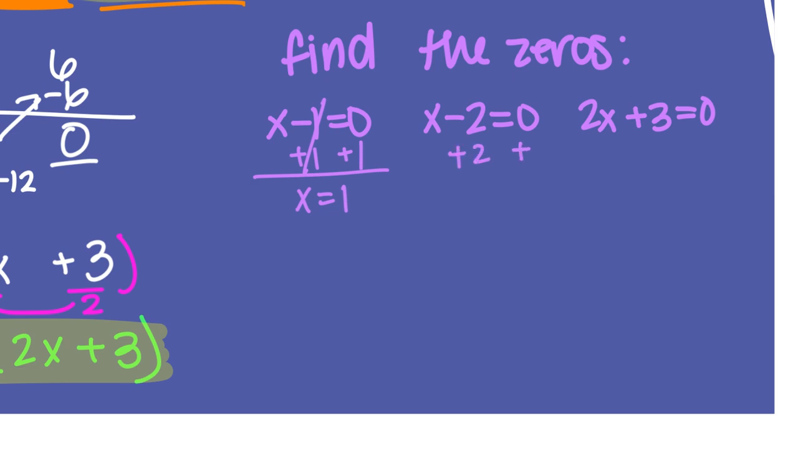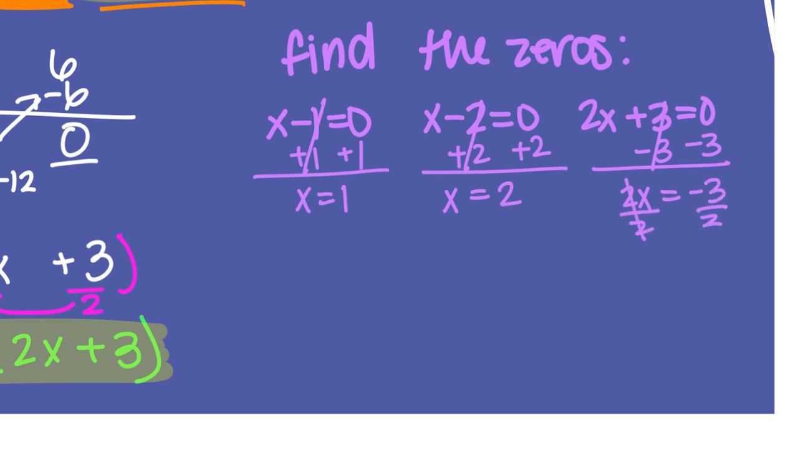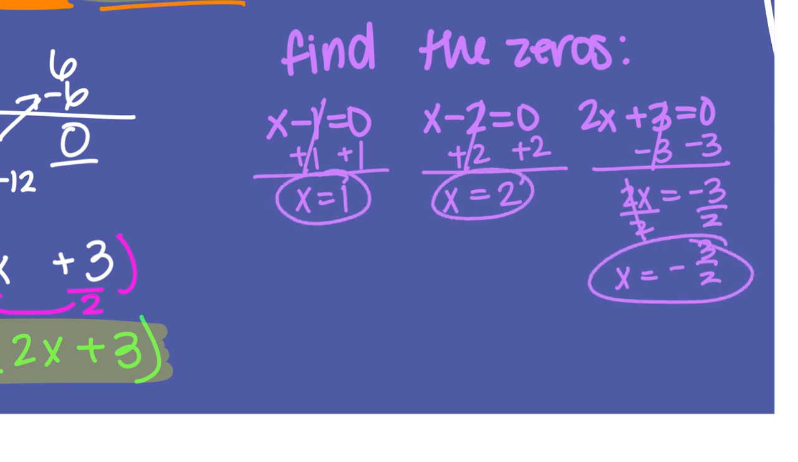Add 2 to both sides of my equal sign. I'm going to get x equals 2. And then I'm going to subtract 3. I'm going to get 2x equals negative 3. And then divide by 2. Leave it like that. Do not change it. X equals negative 3 over 2. So finding my zeros, I have 1, 2, and 3.